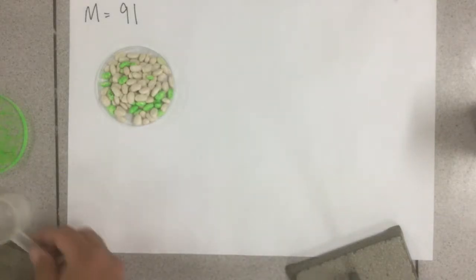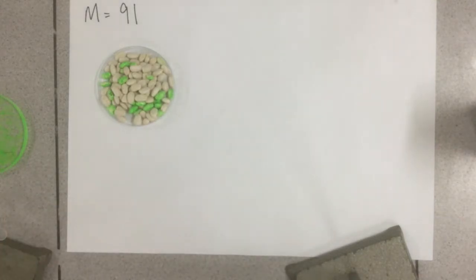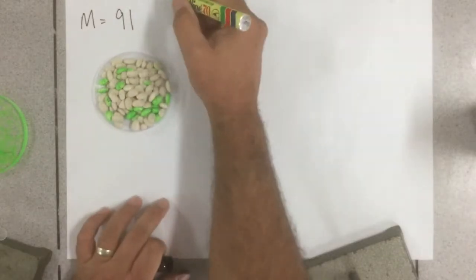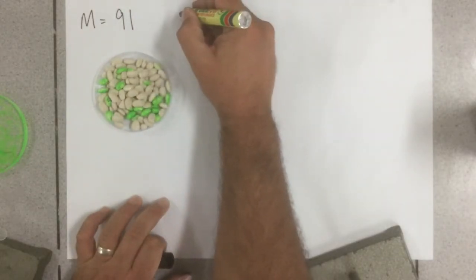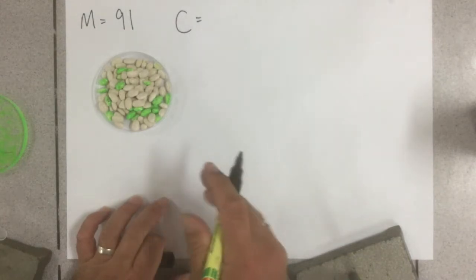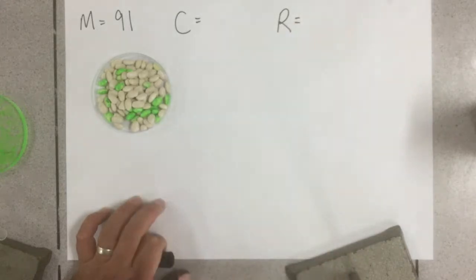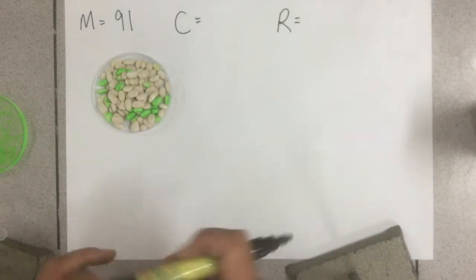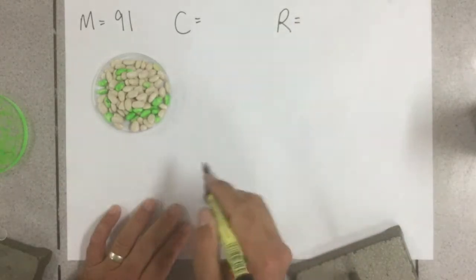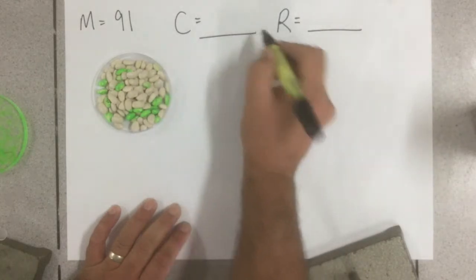We need to count the total number of individuals in this second sample, and this is represented by the letter C. And we also need to count the number of individuals in the second sample that were already marked green. These represent our recaptures and are the letter R.